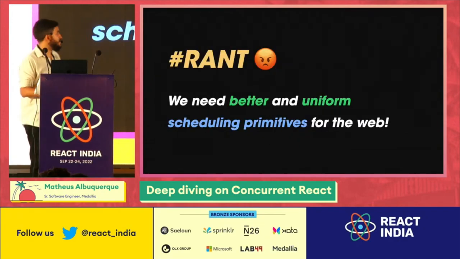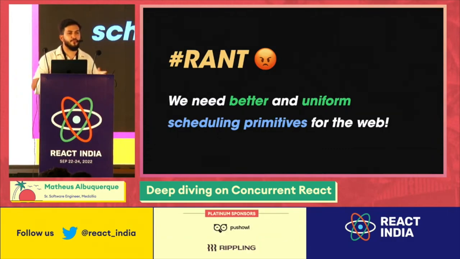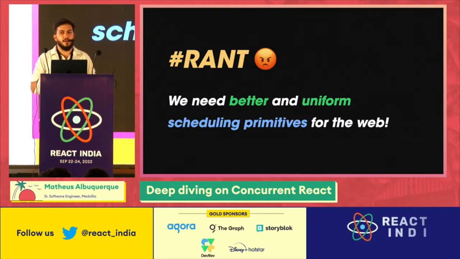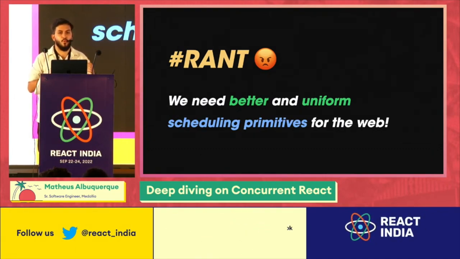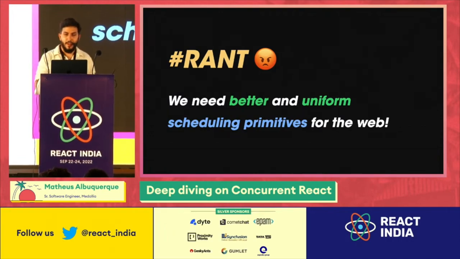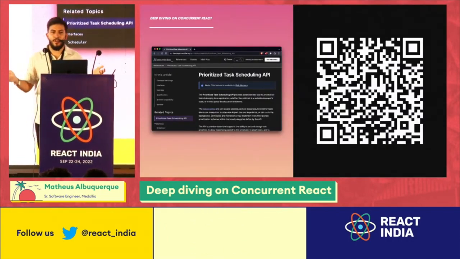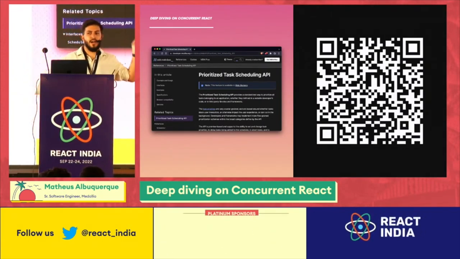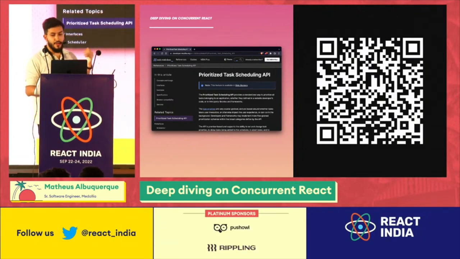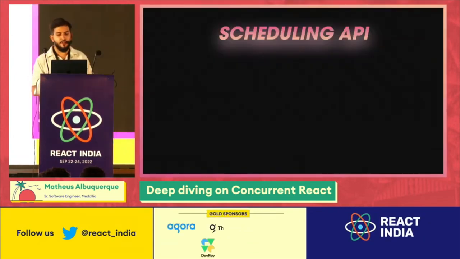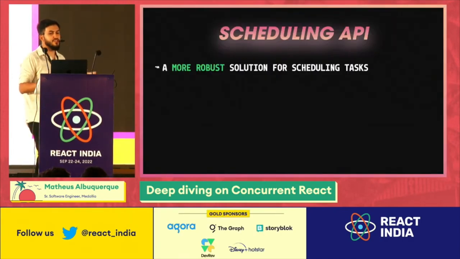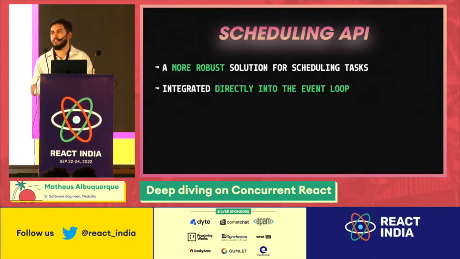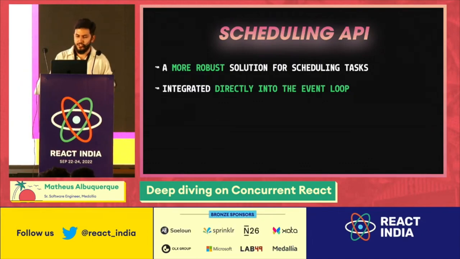So it turns out that we do need better and more uniform primitives for scheduling on the web. Like the ones we have now, sometimes they are unpredictable. They don't work in a cooperative way, and etc. And people out there are aware of that. And that's why we have the prioritized task scheduling API that's being cooked up. And it's amazing. I would definitely recommend you to check it out. And it's supposed to be like a better solution for scheduling tasks. And the difference is it's integrated directly in the event loop. So it's going to be like native scheduling.